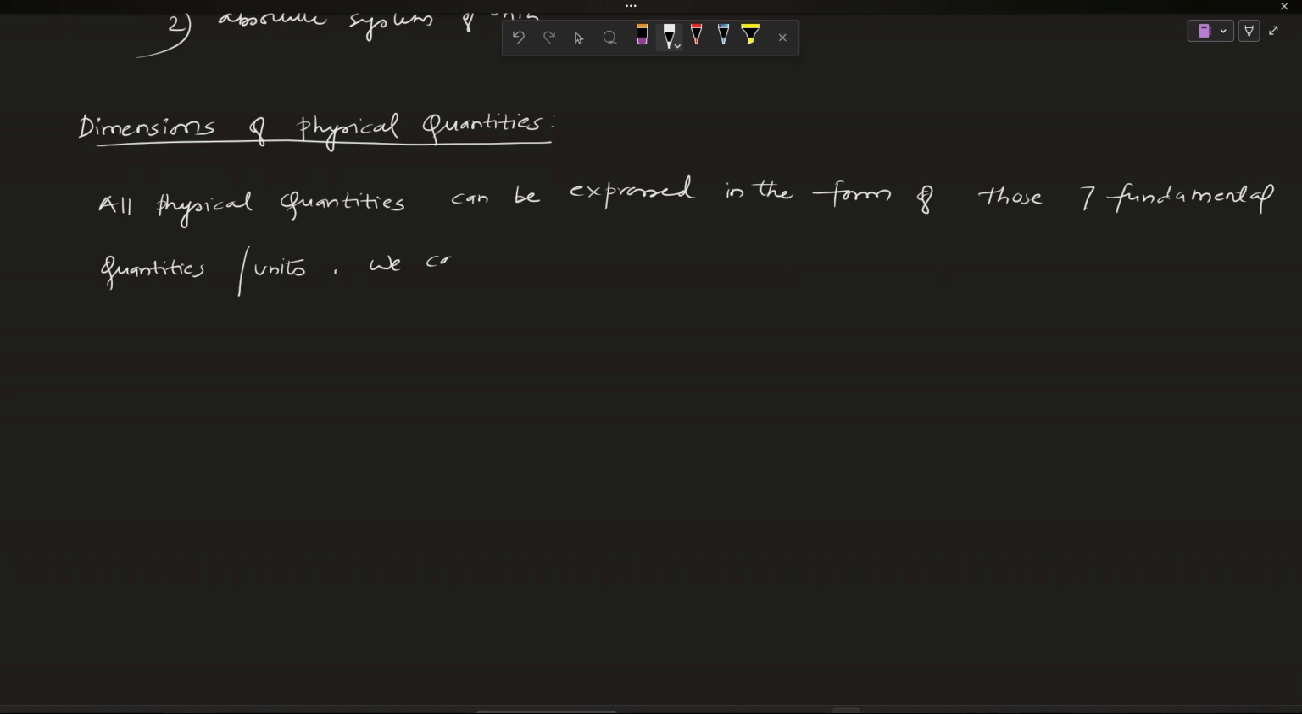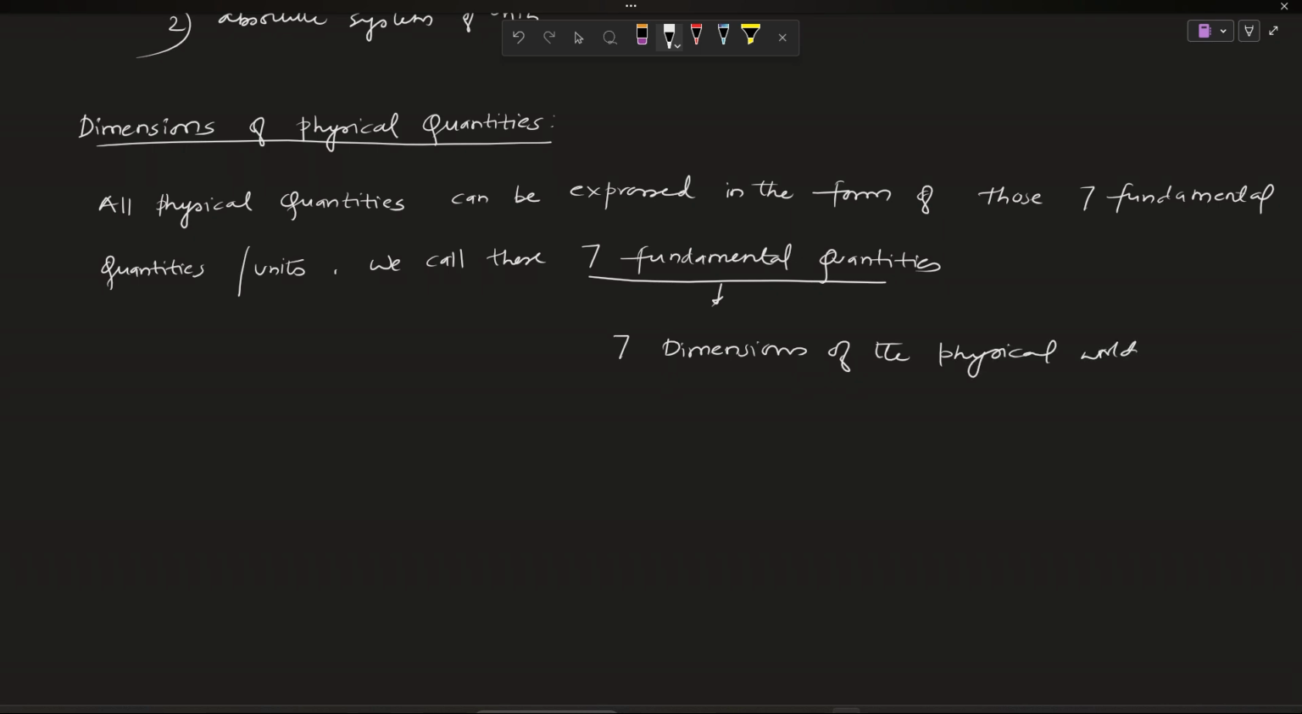Okay, we call these seven fundamental quantities the seven dimensions of the physical world. These are the seven fundamental dimensions of the physical world. So these are known as the seven fundamental units of the physical world. So starting with that, we express all the physical quantities in terms of the seven dimensions.